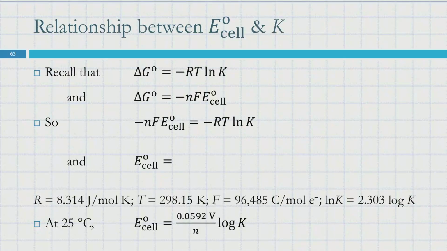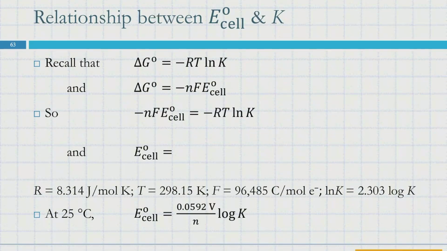You may recall that the change in standard Gibbs free energy is equal to negative R, the ideal gas law constant, T, natural log of K, our equilibrium constant. And we also have the same thing, delta G naught equals negative nFE, where F is Faraday's constant. We can set these two things equal to each other and relate the standard electrode potential of a cell to all of this other stuff.